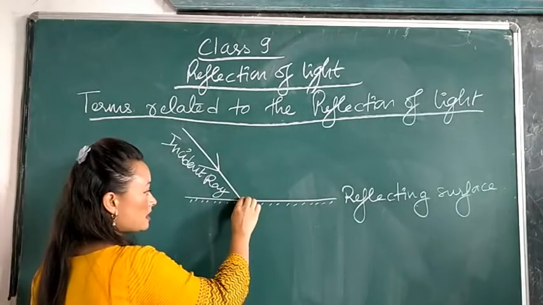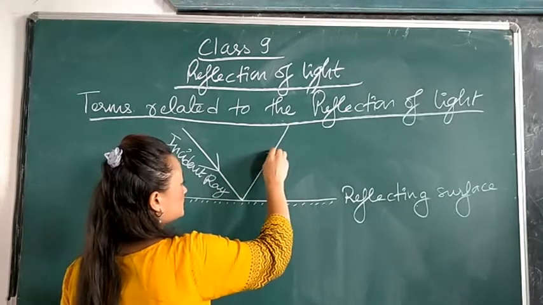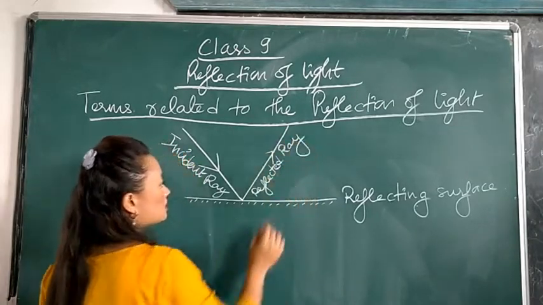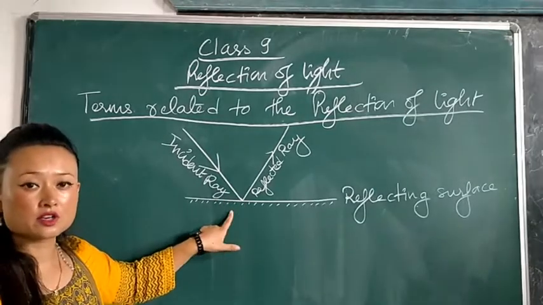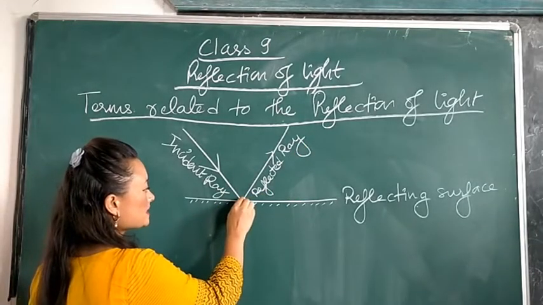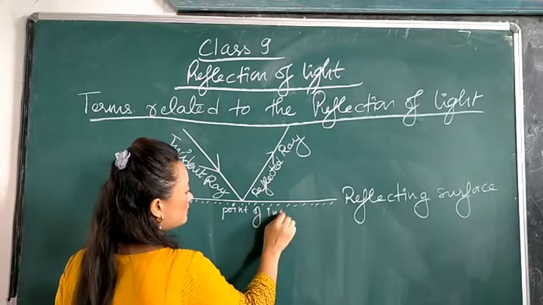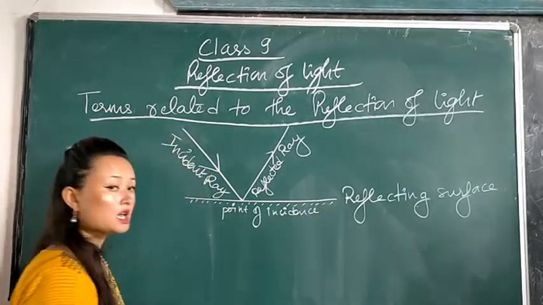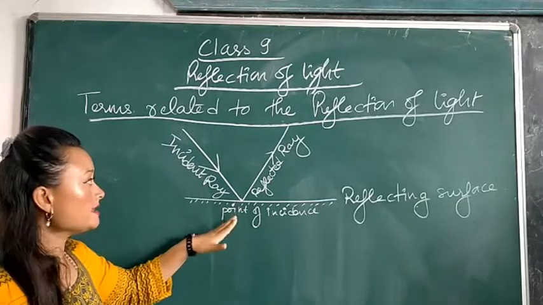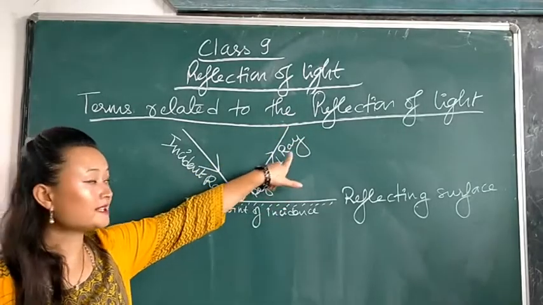After striking the mirror at a point, it reflects back. The ray which reflects back after striking the mirror or the reflecting surface is called the reflected ray. The point where the incident ray strikes the mirror is called the point of incidence, and then it reflects back. The ray which reflects back is called the reflected ray.